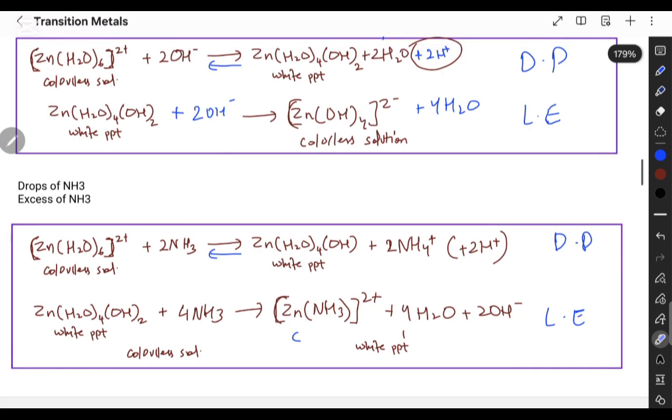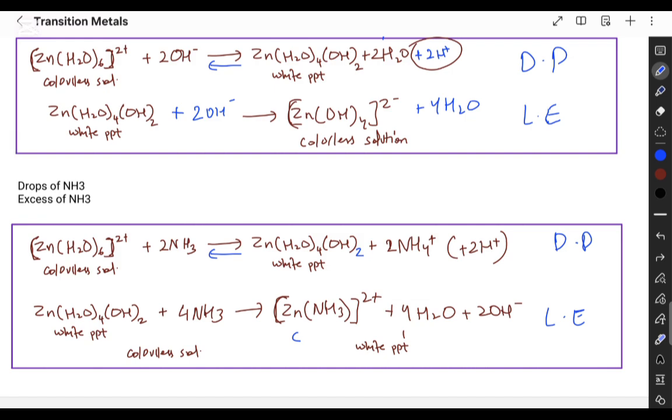Now, a similar thing happens when you have zinc reacting with ammonia. It's going to go from colorless to a white precipitate first, and it's a deprotonation reaction, and it can go the other way around as well. If you add 2 H plus, this here can also react with NH3 as well. So it can react with the acid, and it can also react with a base. So it is also amphoteric in its behavior when it comes to reacting with acid and alkali.